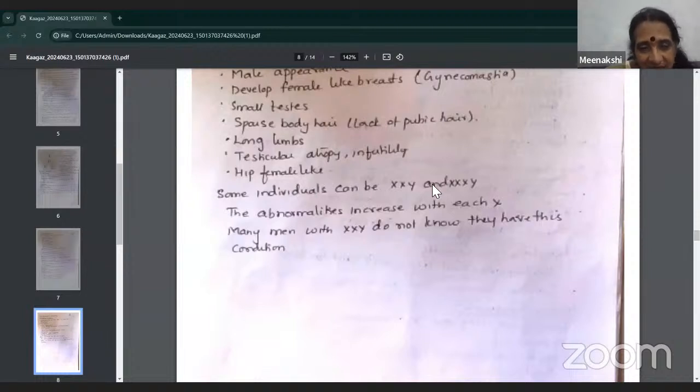Some individuals can be XXY or triple X Y. The abnormalities increase with each X chromosome that is added. Many men with XXY do not know that they have this particular condition until maturity has been reached.